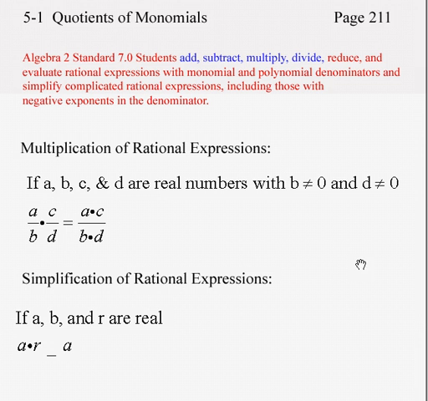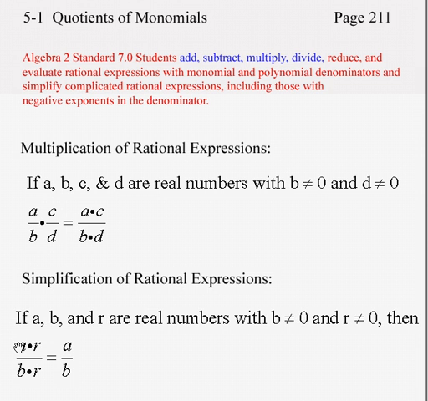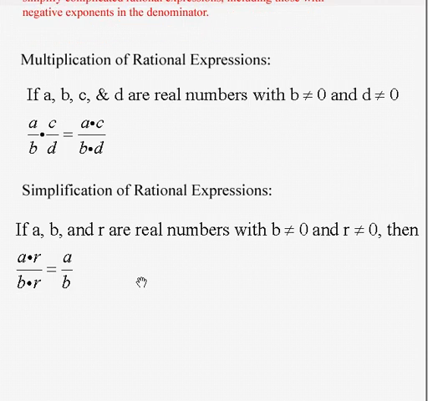And then when we're simplifying rational expressions, if we have a, b, and r are real numbers, again, b can't be 0, r can't be 0 because they're in the denominator. If we have some number a times another factor r over number b times another factor r, any factors that are the same in the numerator and denominator divide out to 1 and allow us to simplify and reduce our fraction to just a over b.